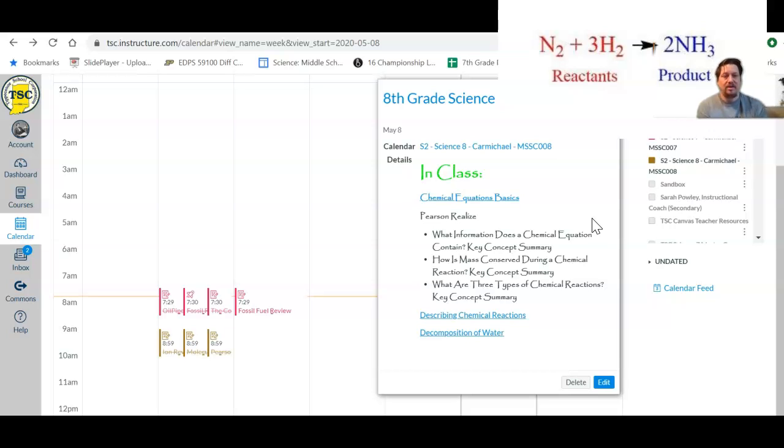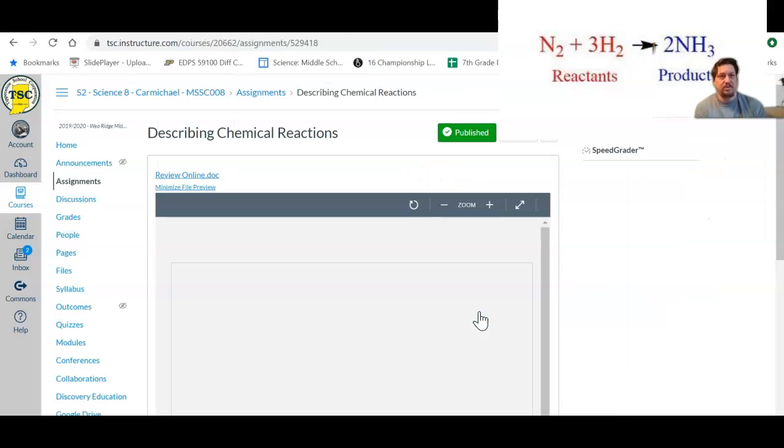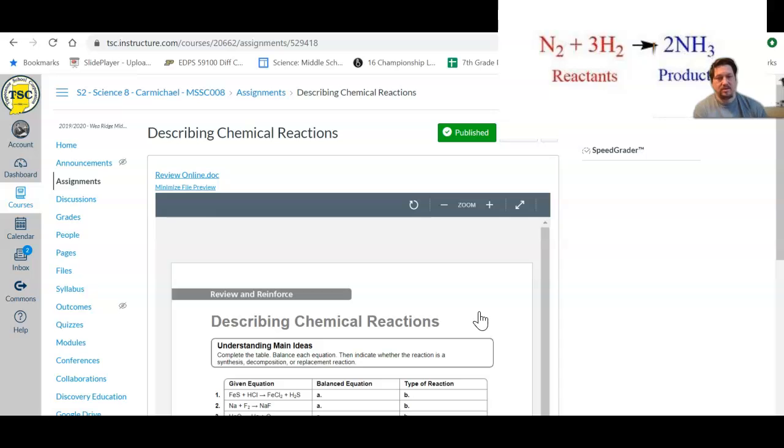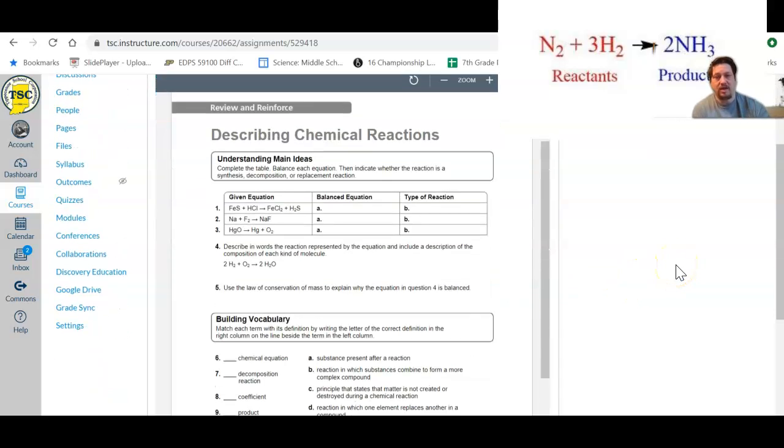You need to pay attention to that because there are some questions coming up on these next 2 documents that you're going to need that with. At the end, click submit, turn in. And then move on to describing chemical reactions. Here will be a text box for you to put your answers. We'll do a couple here together. So first, understanding main ideas. Complete the table. Well, to do that instead, for your answers, you're going to put 1A.